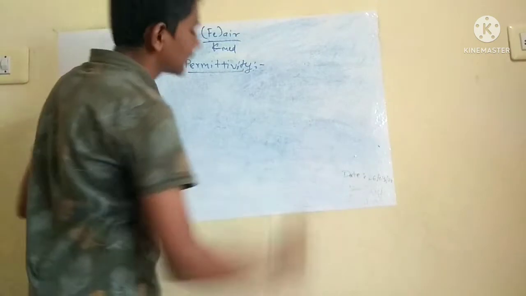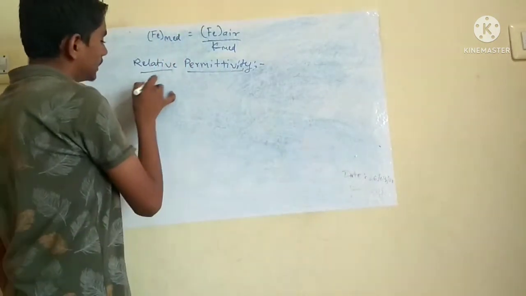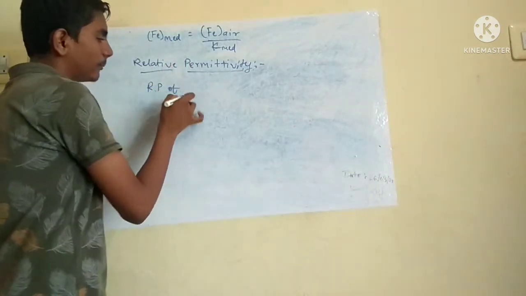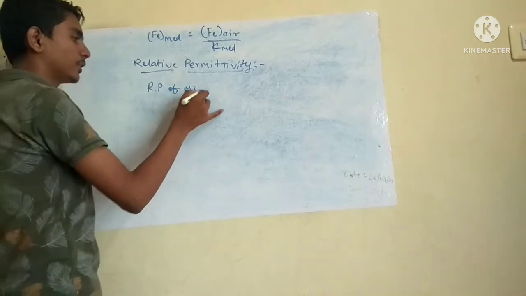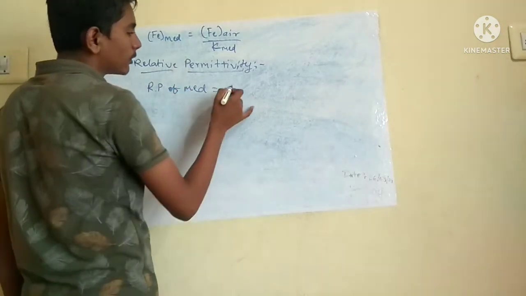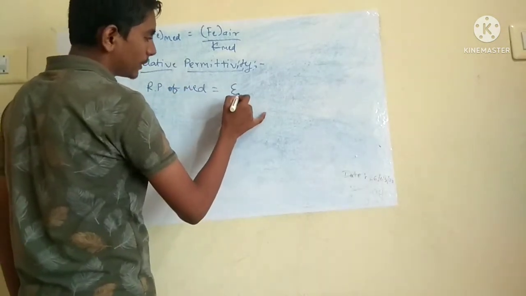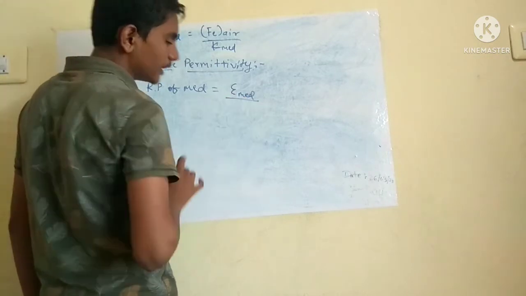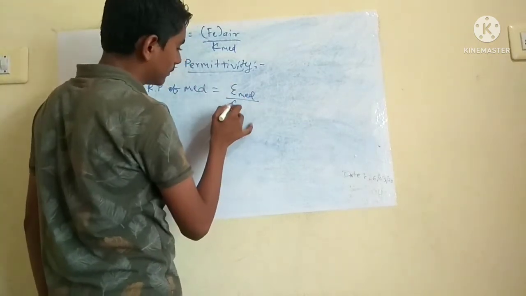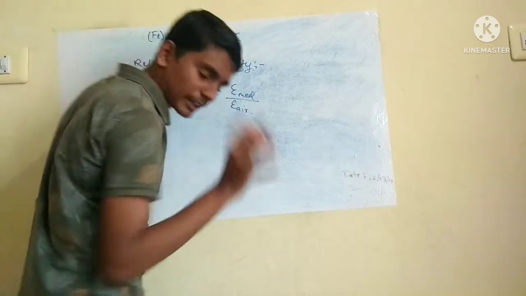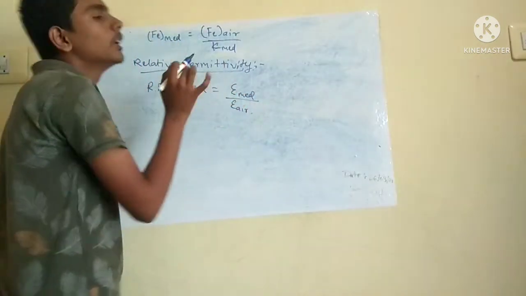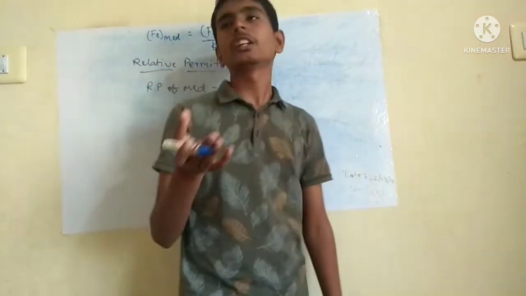Now you can define relative permittivity like this. Relative permittivity of a medium will be equal to the permittivity of that medium divided by the permittivity of air. You can think like this also.